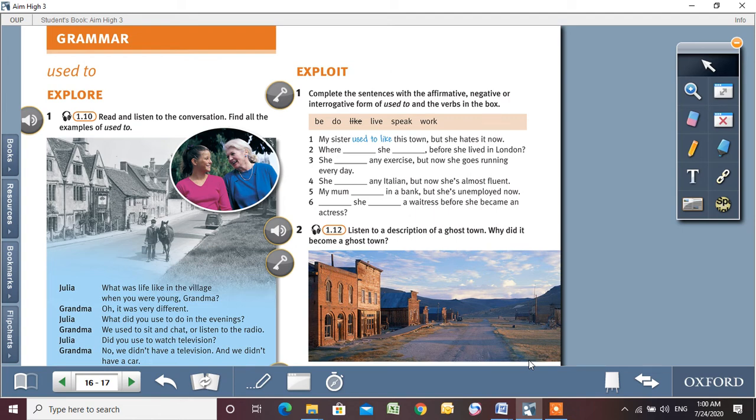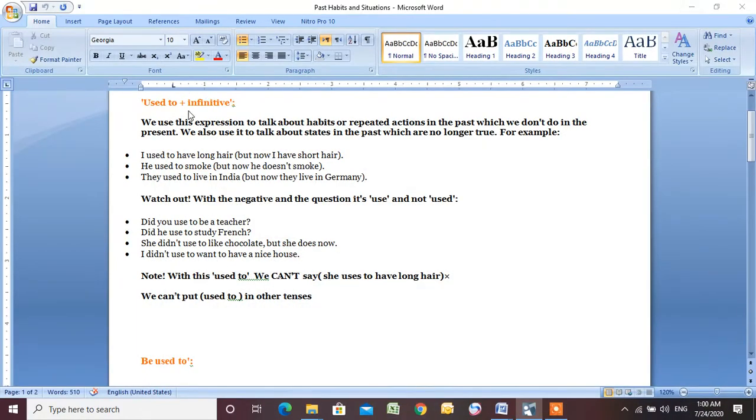We will take now Grammar Unit 2, page 17, used to. So I will explain to you how we use used to. Okay, we put used to plus the verb in the infinitive.